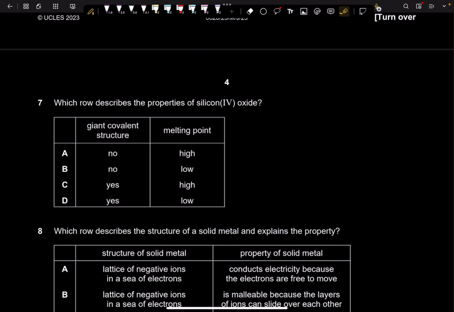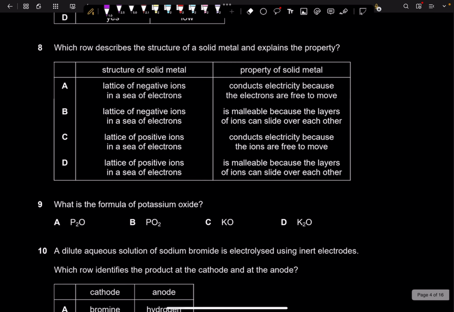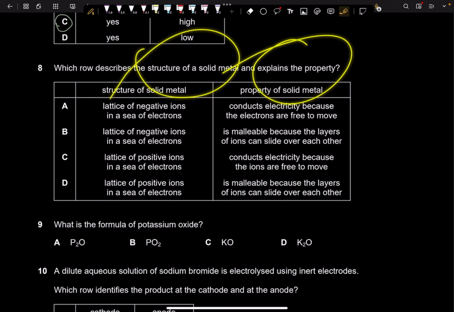Okay, melting point. It should have a high melting point. Why? Because it's a giant covalent structure, and that's a property of giant covalent structures to have high melting points. Okay, which row describes the structure of a solid metal and explains the property?